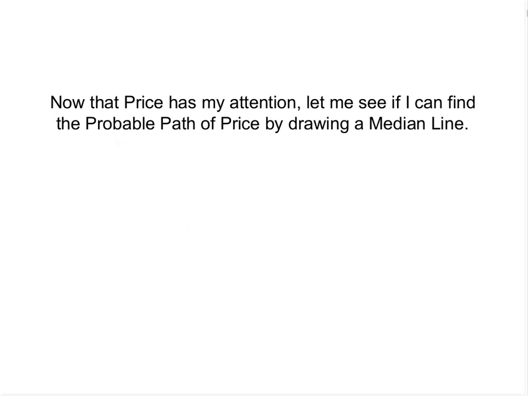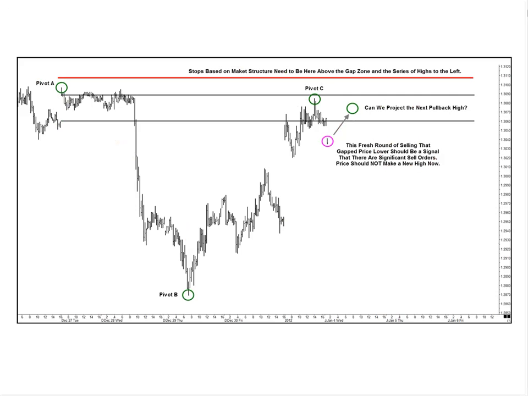Now that price has my attention, let me see if I can find the probable path of price by drawing a median line. And again, median lines, let's take a look. Always need alternating pivots. I'm going to use the major high here, which is at the gap zone. I'm going to use the lowest low, which is pivot B. And then we come up and make this high, this regional high, slightly below the A pivot and gap lower.